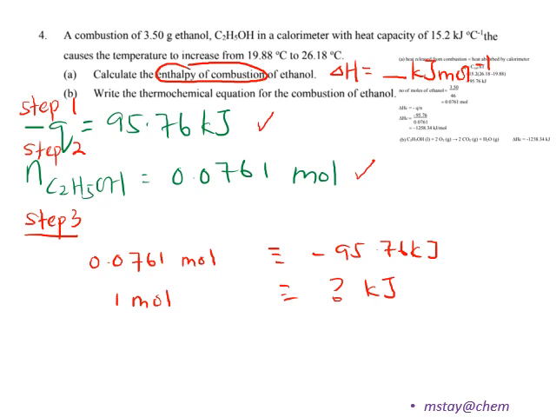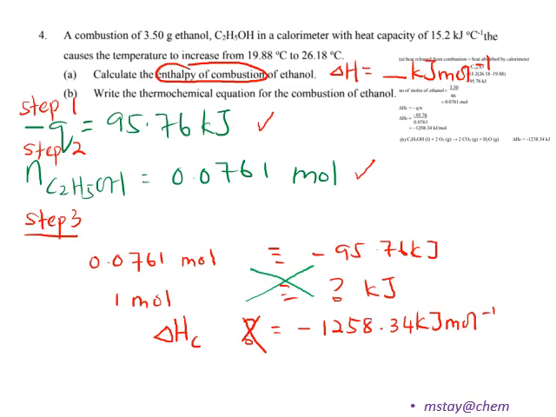To solve this question, we can use crossover multiplication. When we press the calculator, you will notice that the heat released when 1 mole of ethanol is burned is negative 1258.34 kilojoule per mole. So maybe you don't need to write the question mark over here. You can just write down enthalpy of combustion of ethanol.